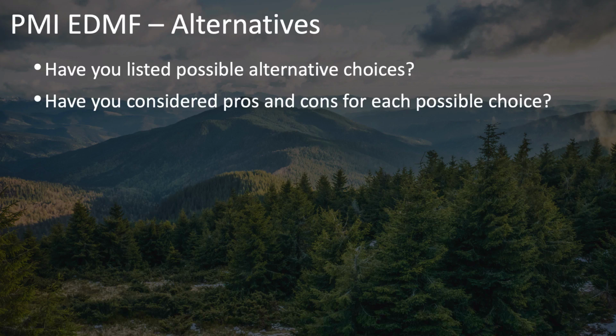The second step is to consider your alternatives. You should list all of the different alternatives you can think of and ask yourself if you've listed all of them. And for all of these alternatives, you should consider the pros and cons for each possible choice. You should continue in this step until you're satisfied that you have considered all of the possible alternatives and their pros and cons.